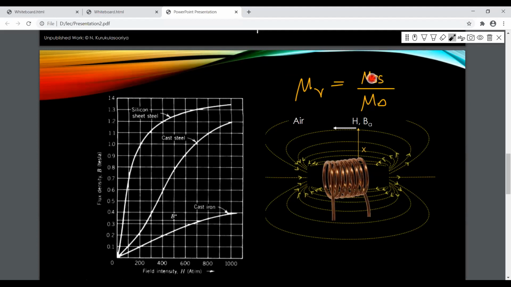This means the permeability of a given medium. So in this case, the silicon sheet is steel. For cast steel, it's a different mu value. So depending on that, the relative mu value would also be different, right? I hope those are clear.